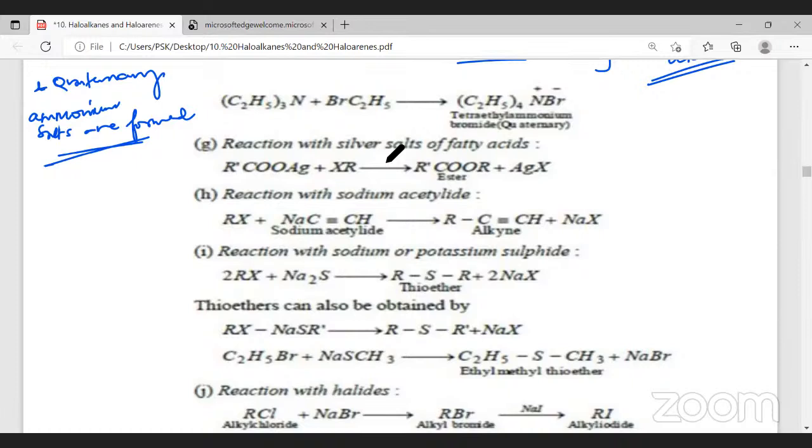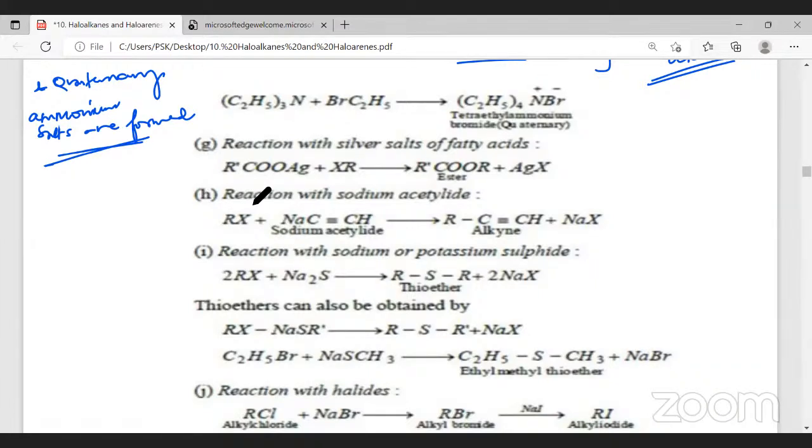Reaction with silver salt of fatty acids. Now, silver salt of fatty acids. Now, fatty acids are organic acids which contain an even number of carbon atoms. It's a long chain carboxylic acid containing an even number of carbon atoms. Butyric acid, stearic acid, palmitic acid, oleic acid, all these. Butyric acid is present in butter. Oleic acid is present in the oils, coconut oil, groundnut oil, all that. All right.